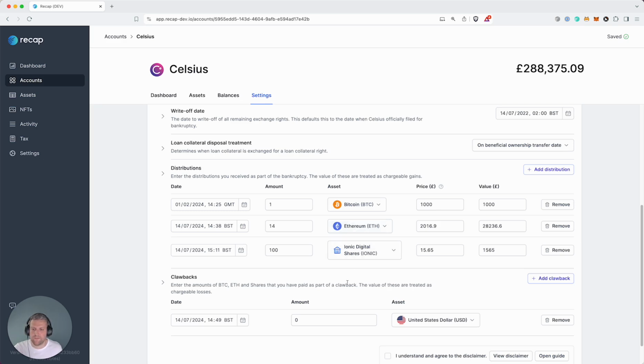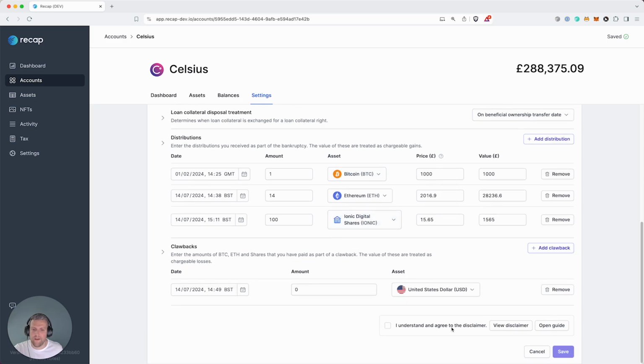If you're a loans customer, you will have received 2 lots of Bitcoin and Ethereum and 1 lot of Ionic Digital shares. And the next thing we need to type in is any clawbacks. So if you withdrew assets on the Celsius exchange 90 days prior to them going bankrupt, then you need to declare here if you've paid any settlement as a result of a clawback, and we'll basically factor this in as a chargeable loss against any distributions that you're paying tax on.